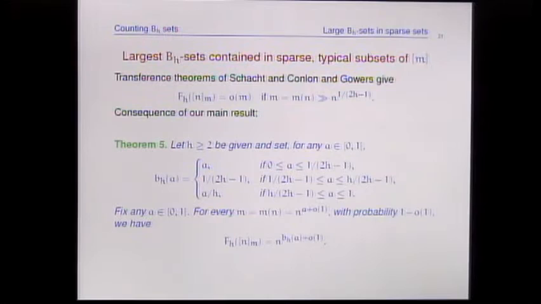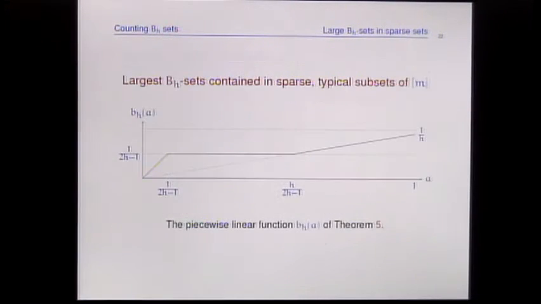The theorem is as follows. I'm interested in random sets in brackets n, m. Let's parameterize m as n raised to some power a, where a is any number between 0 and 1. So I have a random set in brackets n, m, and m is n to the a. What is the largest BH set inside of this set? The theorem says that it's of the form n to the b_h of a, so it's some other power of n, and the power is given by this piecewise linear function.